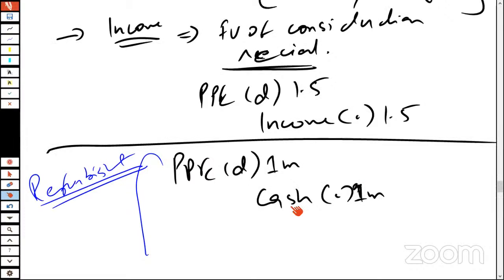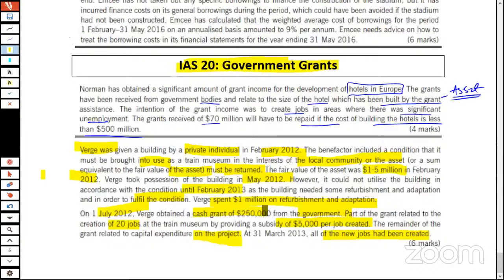Now, what next is there? The next thing is, we have done the first paragraph. The second paragraph needs to be seen. It says on 1st July, you obtained a grant of 250,000 from the government. Part of the grant related to creation of 20 jobs for providing 5,000 per job. The remainder of the grant related to capital expenditure on the project. At 31st March 13, all of the new jobs have been created.